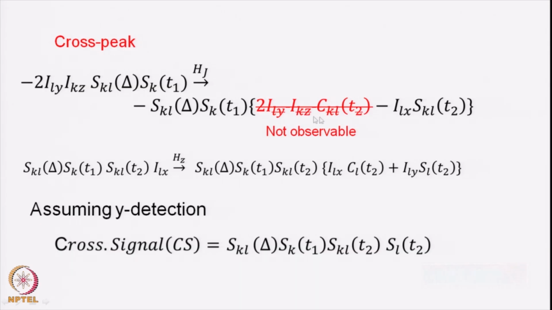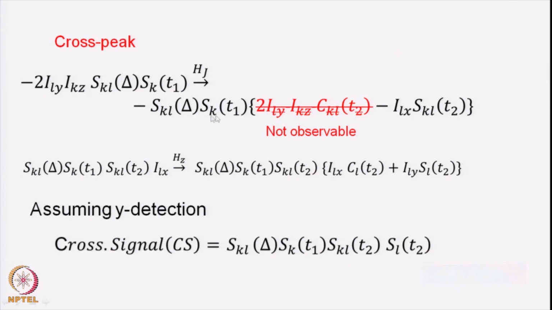Once again we notice after the J evolution, this is the antiphase term which is not observable. It does not have a non-zero trace, and therefore this will be non-observable, and only this term will be observable. Okay. Now, fine, let us take that one here.